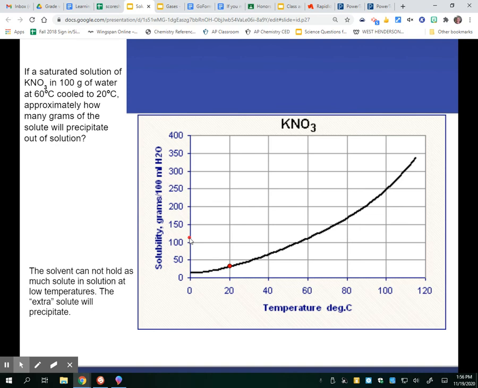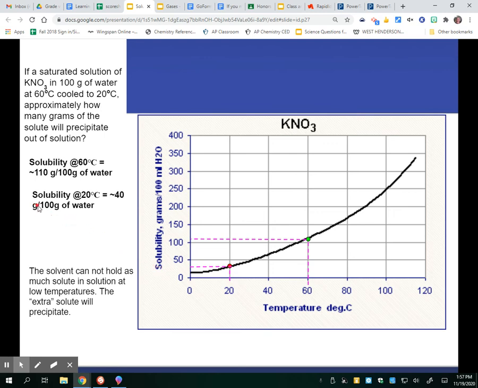And maybe that's right at, let's see where my points are. Okay, 20 and 60. At 60 degrees C, maybe we're here at 110. That's how much a saturated solution would hold. And in the problem, they tell me we have a saturated solution. So I start off with 110 grams dissolved in this 100 grams of water, or 100 milliliters of water. And then I cool it down to 20 degrees C. At 20 degrees C, all the solvent can hold is right around 40 grams.